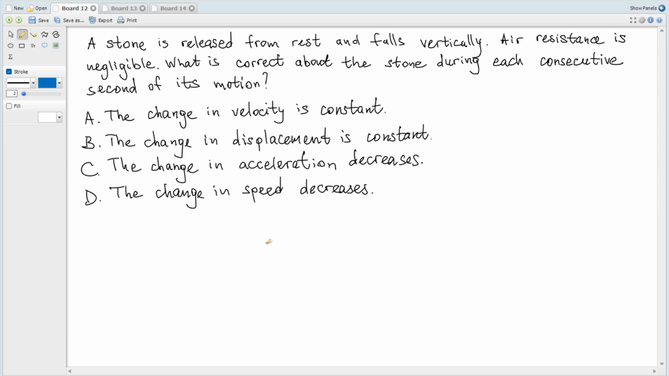A stone is released from rest and falls vertically. Air resistance is negligible. What is correct about the stone during each consecutive second of its motion? Option A, the change in velocity is constant.